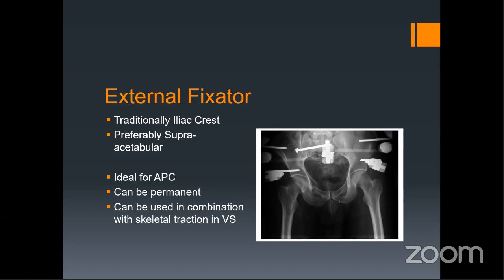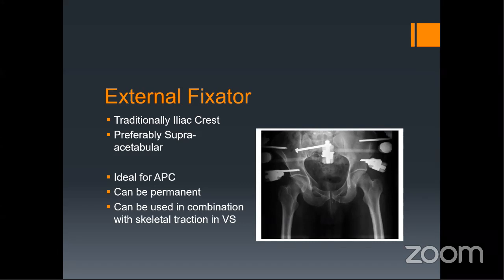They're ideal for the anterior posterior compression type of injury, because you can put the pins in and squeeze the pelvis back together. They can be permanent, although certainly if you have disruption through the symphysis, it's probably not as good as definitive fixation. And they can be used in combination with other temporizing measures, such as a skeletal traction pin in the femur or in the proximal tibia, in the vertical shear type pattern.